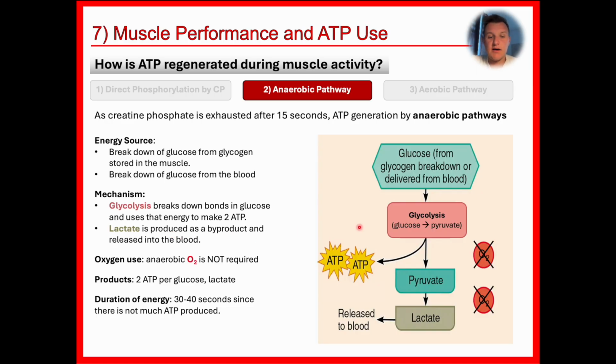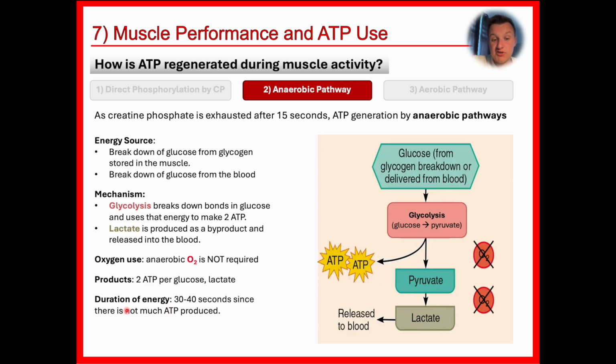Lactate is a byproduct that's made and released into the blood at the end of this process. This is going to be found in your blood. And I want you to know that this process is anaerobic, right? No oxygen is needed. It's not required. What do we make as products? We make 2 ATPs per 1 glucose, and we make some lactate.